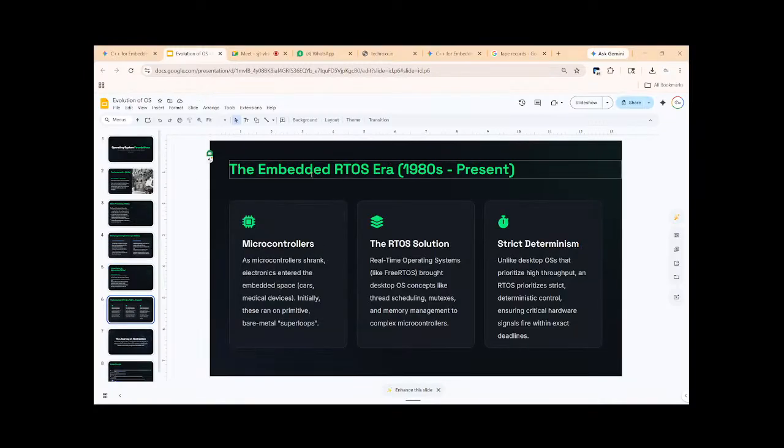Now, here comes the embedded RTOS era. Okay. Normal traditional OS is different from RTOS.